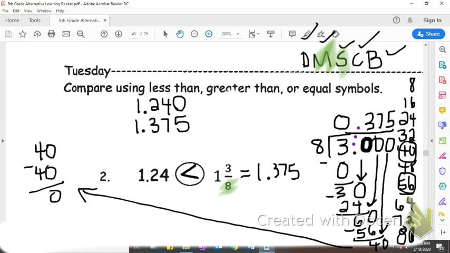Alright, let's focus on the ones place. 1 is the same as 1. So I need to go to the next place value. We'll do it like this. 1 is the same as 1, so let's go to the next place value. 2/10 and 3/10. 3/10 is greater than 2/10, so that means that this decimal is greater. And we got that right.